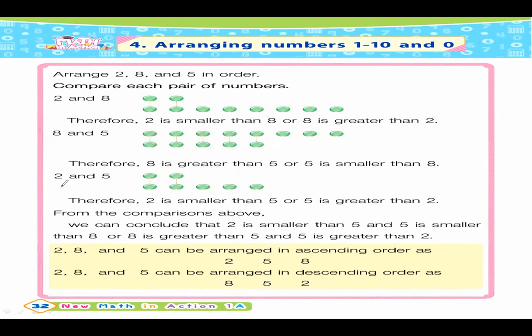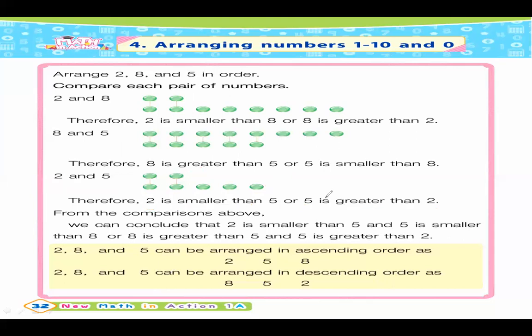Here is another one. How about 2 and 5? We have 2 and then 5 marbles. Therefore, 2 is smaller than 5, or 5 is greater than 2.